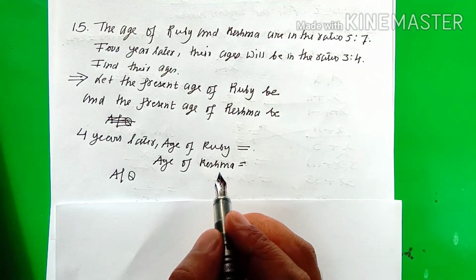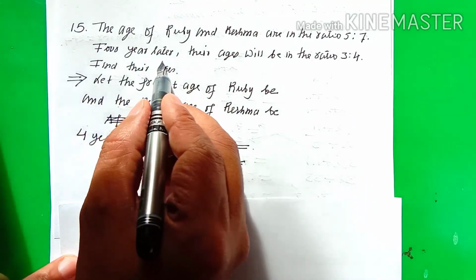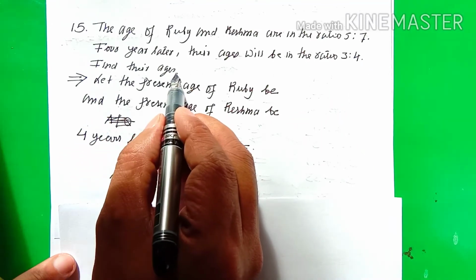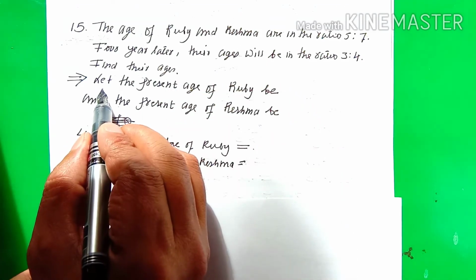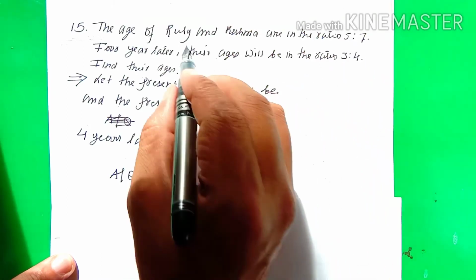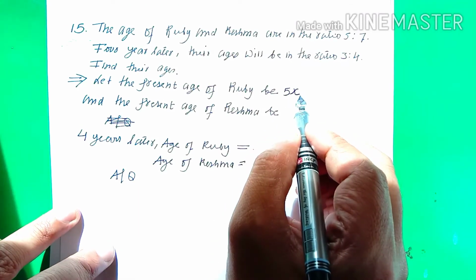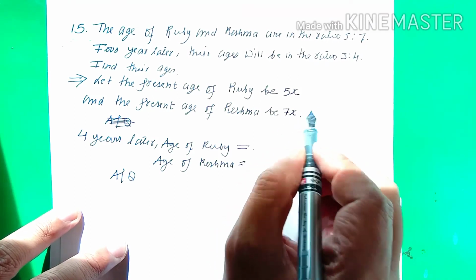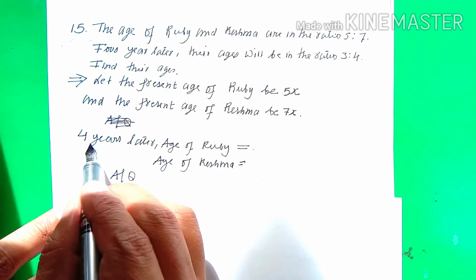The ages of Ruby and Reshma are in the ratio 5:7. 4 years later, their ages will be in the ratio 3:4. Find their ages. So here one must find the age of Ruby and Reshma. Let the present age of Ruby be 5, and the common ratio one must take as constant value x, and that of Reshma we consider 7x.